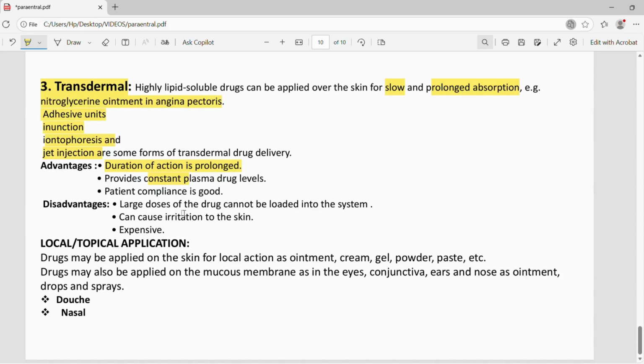Disadvantages: a larger dose of the drug cannot be loaded into the system. So a large amount of drug cannot be given here. It can cause irritation to the skin. Irritation to the skin can occur, and it is a highly expensive method.